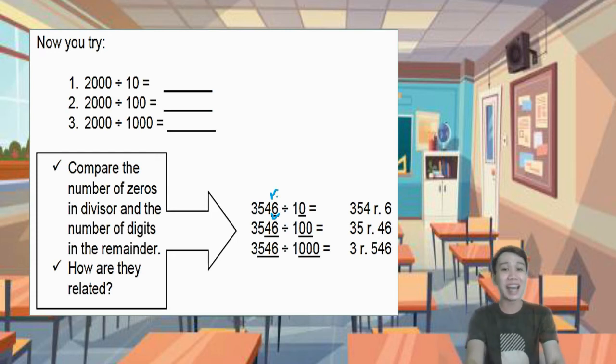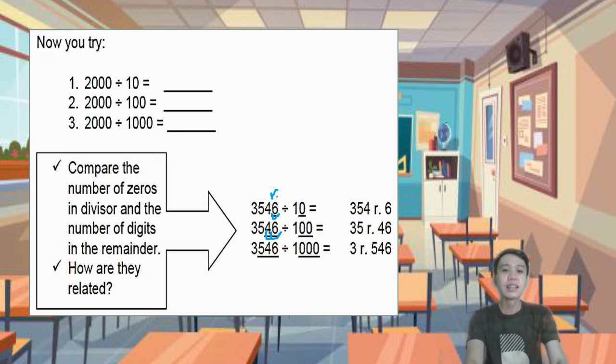Paano naman kapag 100? Dalawang beses naman tayong maglilipat. Mula sa 6, 1, and then 2. Kaya ang naging sagot ay 35 remainder 46. Dalawa ang 0, kaya dalawang beses din tayo naglipat ng remainder.